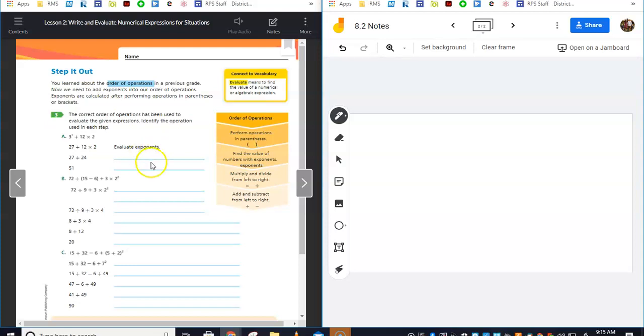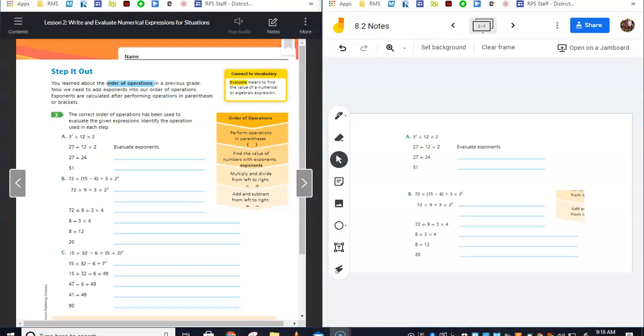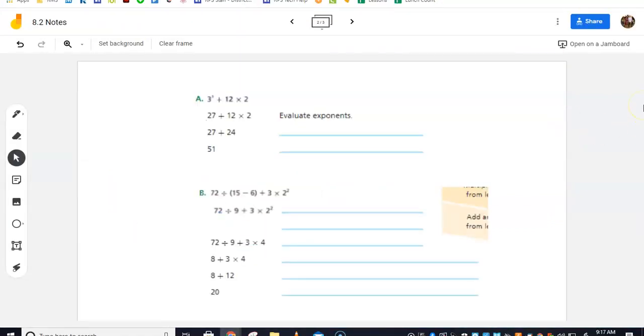And now let's look at this right here. The correct order of operations has been used to evaluate the given expressions. Identify the operation used in each step. So to make it easier on us, I snipped the picture and I put it over here, and I'm going to make it really big. So in your book, make sure you're keeping it on this page so you can follow along with the orders of operations, but I'm going to make it big so we can see it.